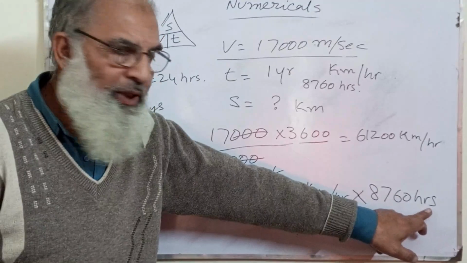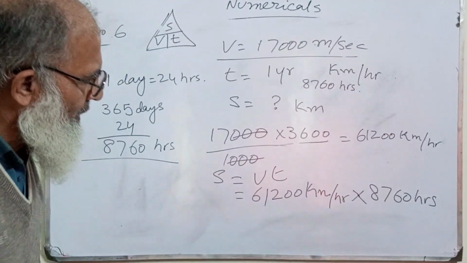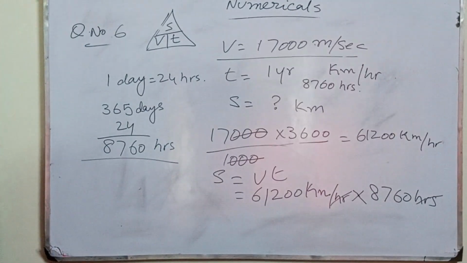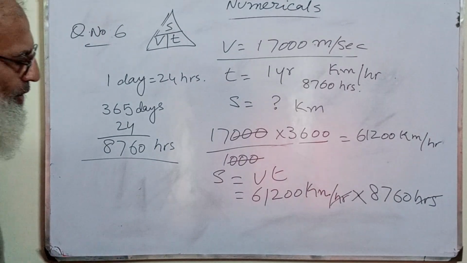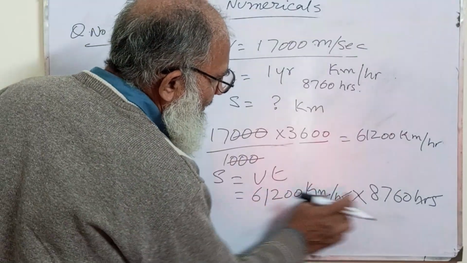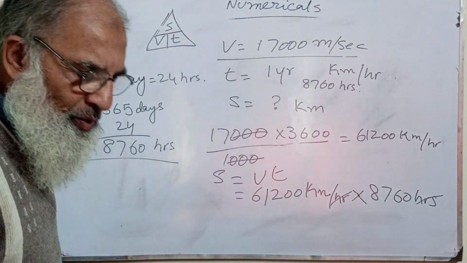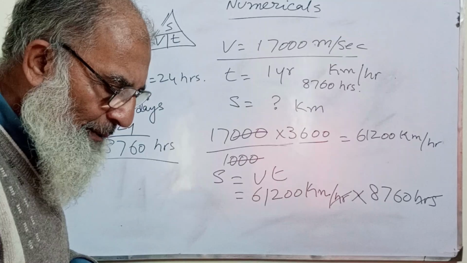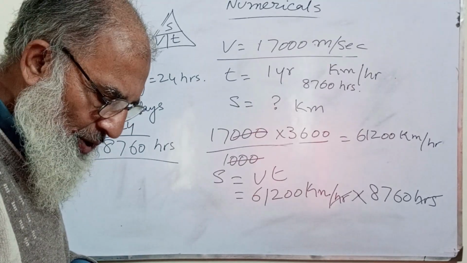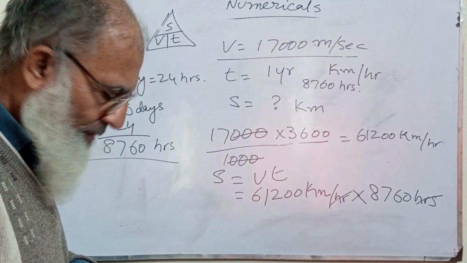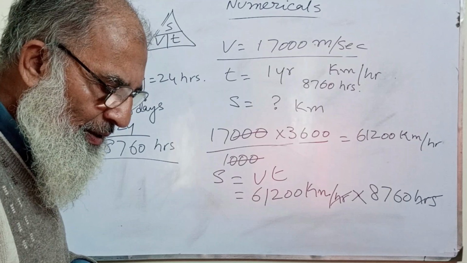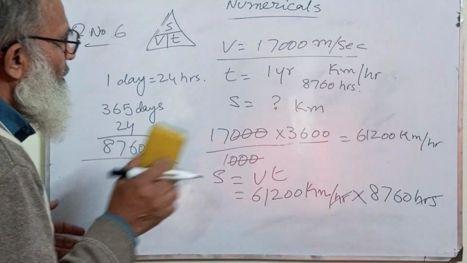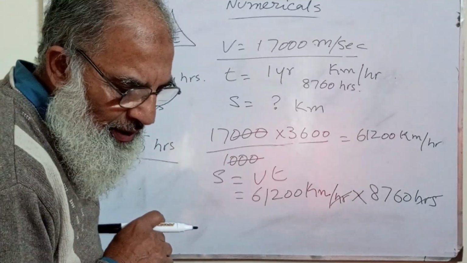So you see, this hour is in the denominator, this hour is in the numerator, and this hour is in the denominator. So these two hours will cancel out. We'll simply multiply this with this: 61,200 multiplied by 8,760. It will become a very large figure. I told you that it will become a very large figure.